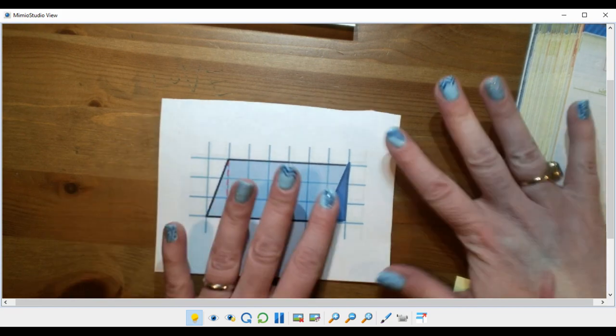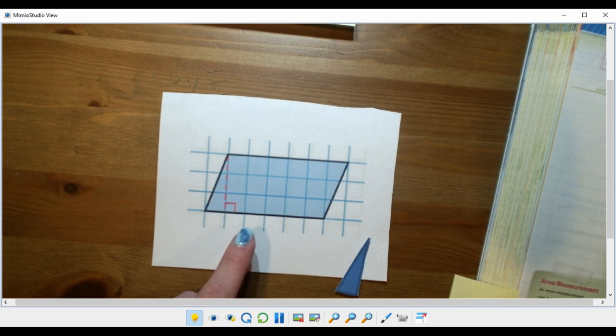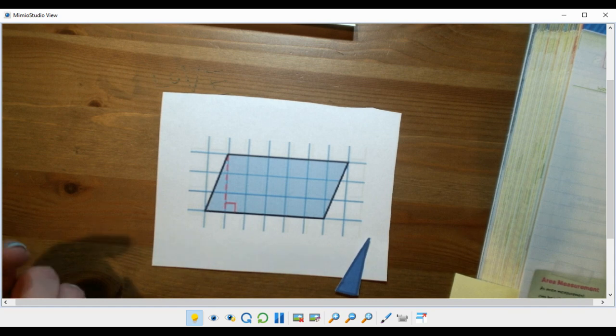Okay? One other thing I want to talk to you about this. If you look, this is done on a grid. We usually give the label in square units. So let's say that these are centimeter squares, 1 centimeter by 1 centimeter. We would say that the area is centimeters squared. Well, what you're doing is literally finding how many squares would fit into this shape.